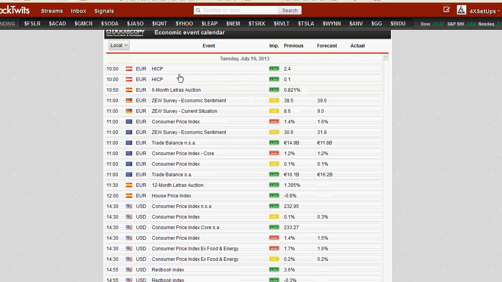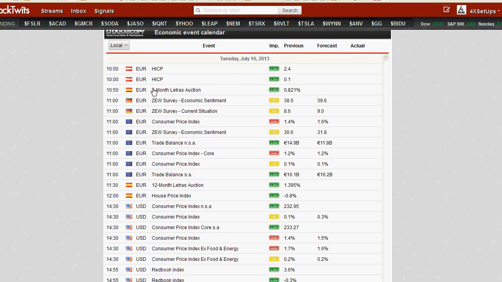However, focusing on tomorrow morning: Austrian CPI, then bond auction, Spain 10:50 six-month and 11:30 twelve-month, and between, the ZEW survey on economic sentiment and current situation, then CPI for the whole Eurozone, and trade balance. Also very important here.